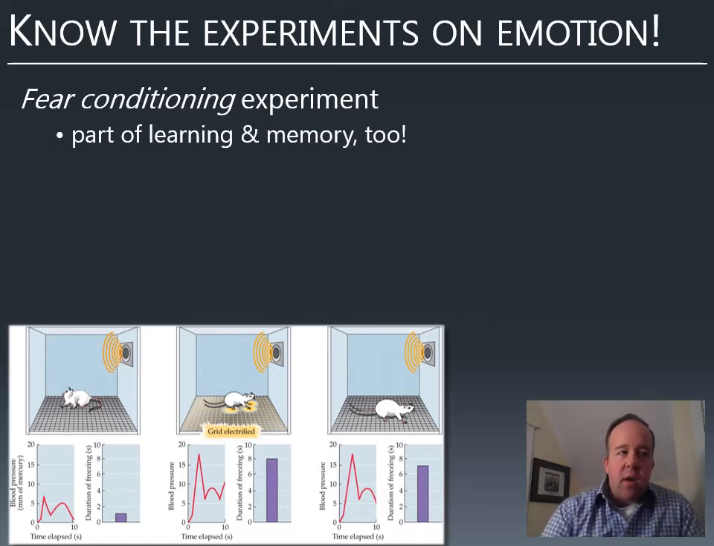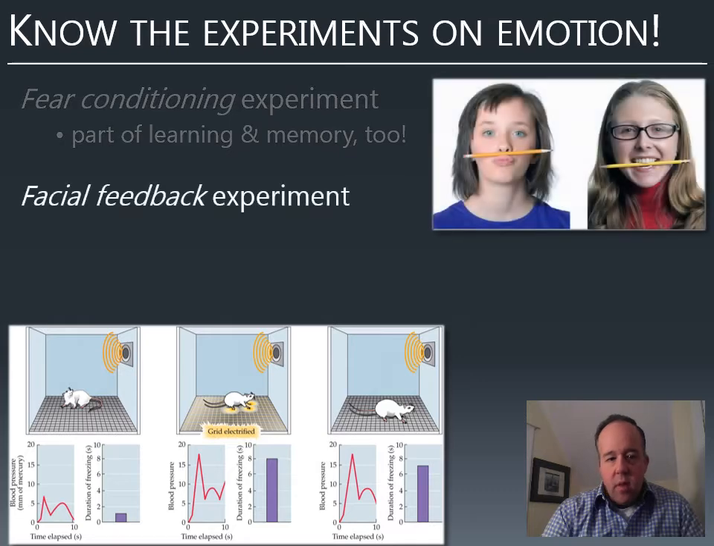And remember that fear conditioning depends on the amygdala in particular. So when you destroy the amygdala in a rat, it doesn't learn this association. Know the facial feedback experiment as well. So what forcing yourself to wear a certain facial expression, a smile or a frown, does to your actual mood. So understand that concept.